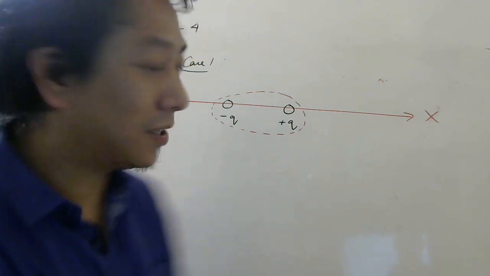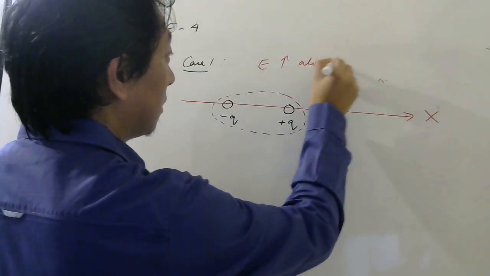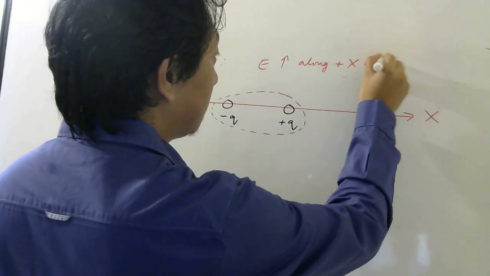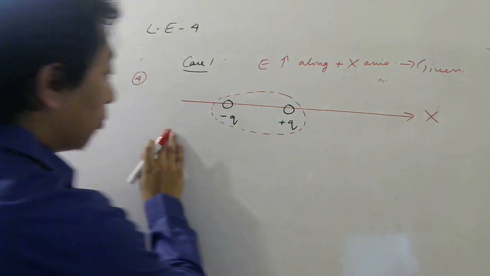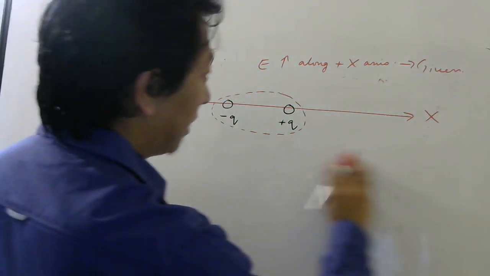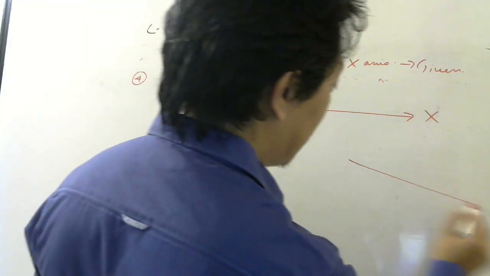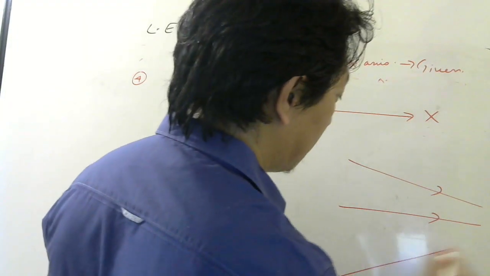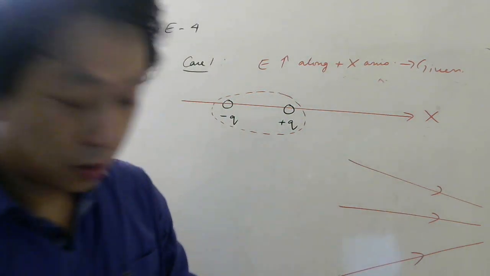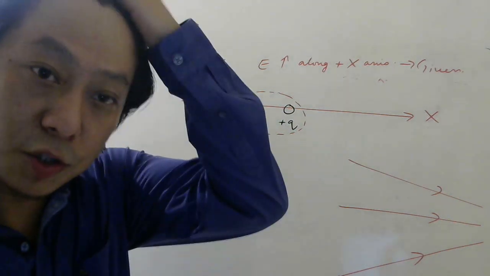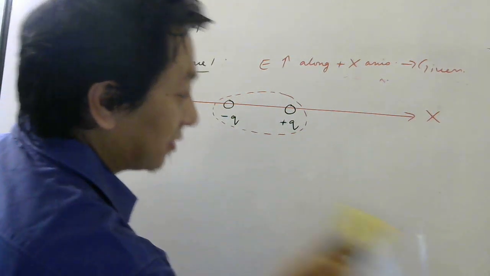But in the question they said electric field increases along positive x-axis. This is given in the question. So as you walk this way, as you move this way, electric field is increasing, they are saying. Understood or not? So the diagram may be something like this. The electric field lines may be looking like this. So as you go this side, the lines are becoming closer. That means electric field is becoming stronger. Okay, so imagine electric field lines are something like this.